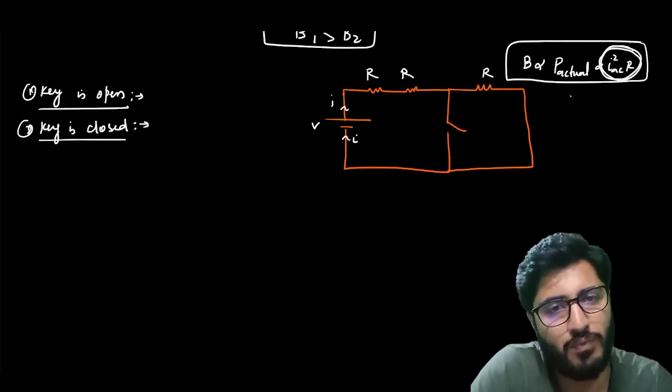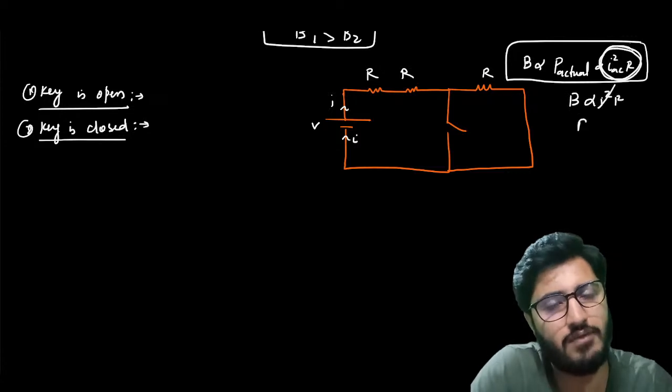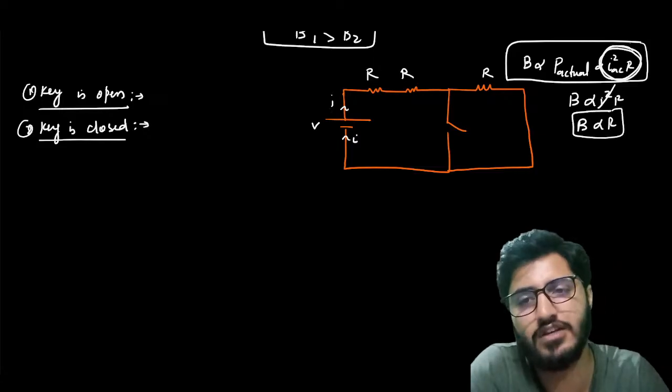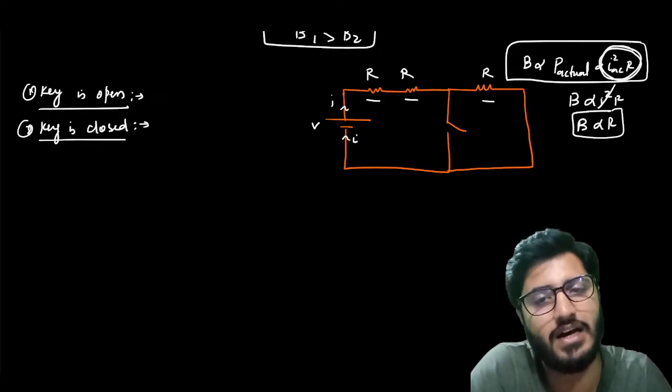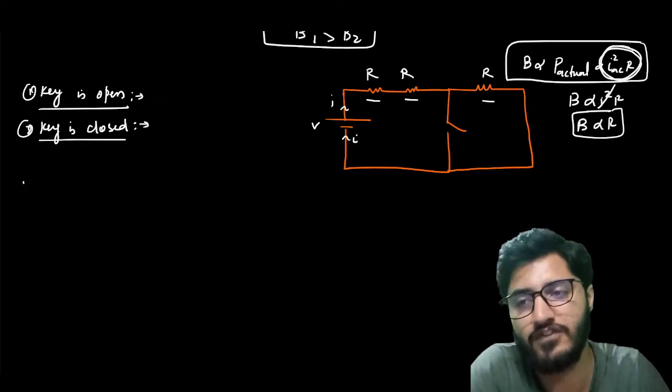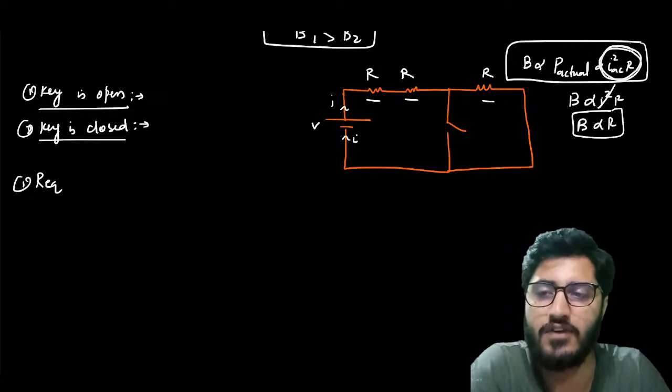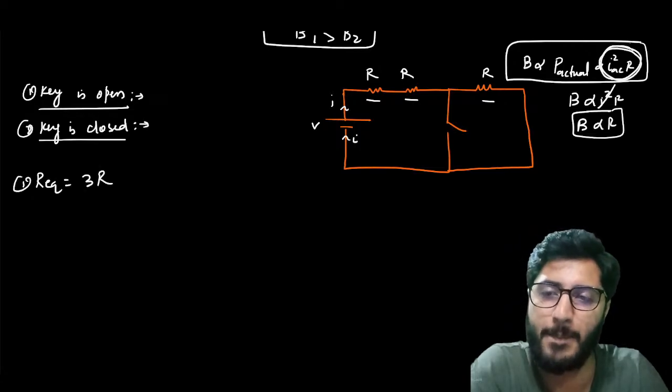Brightness is proportional to I squared into R. I will be the same, so brightness is proportional to the resistance part. First case, when the key is open: this one and this one, all three are in series. So I can write R equivalent in the first case. R equivalent is 3R.